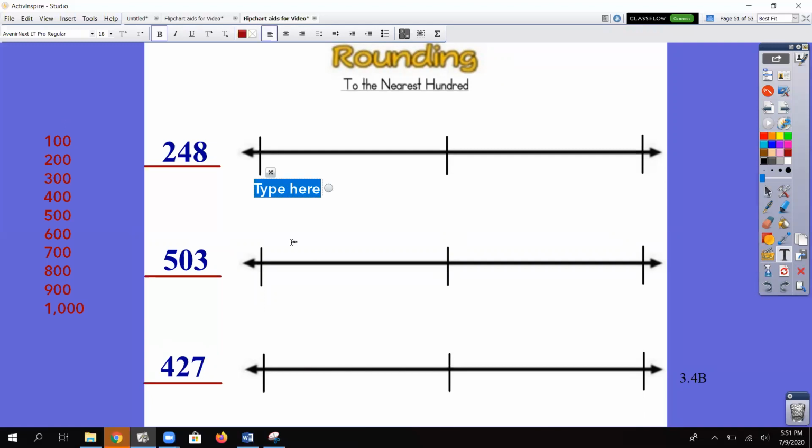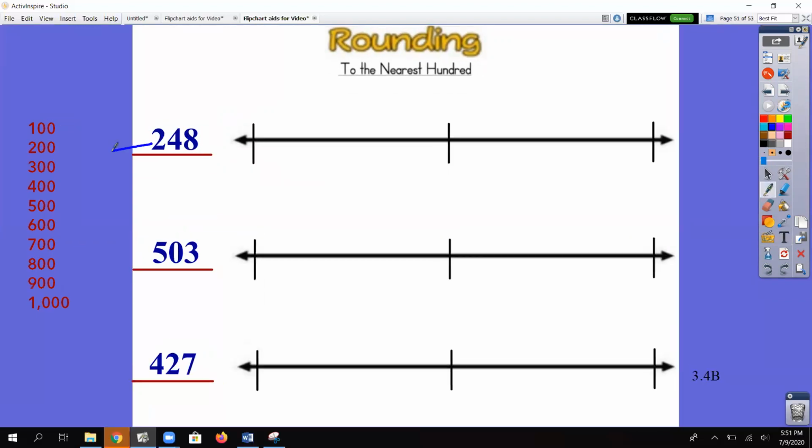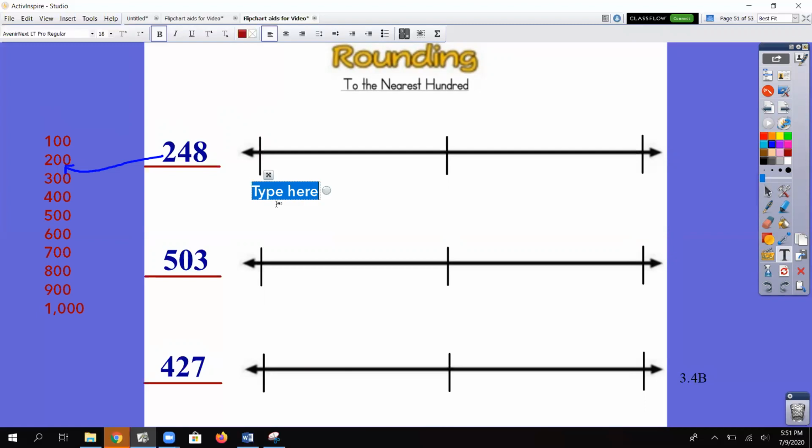Okay, our number is 248. And now we have to look at the hundreds place. Before it was rounding to the nearest 10, but when you're rounding to the nearest 100, you're looking at the hundreds place. So 248 falls between 200 and 300. That number is going to be somewhere in between these two numbers right here. Okay, so that means our boundary numbers will be 200 and 300. And our midpoint, 250.